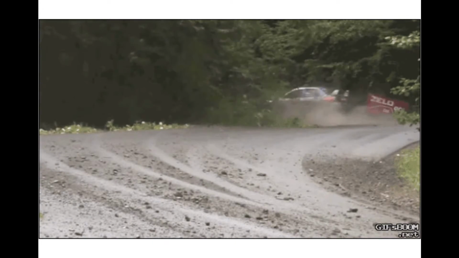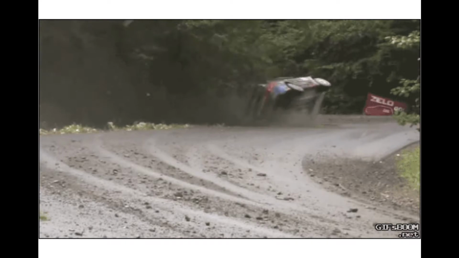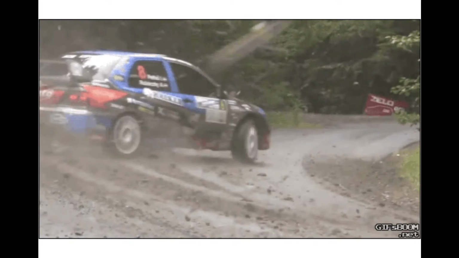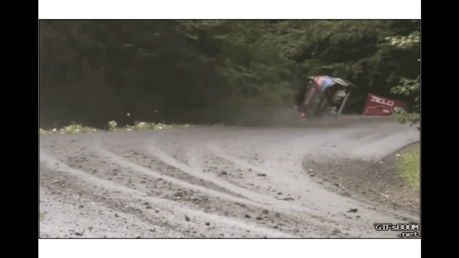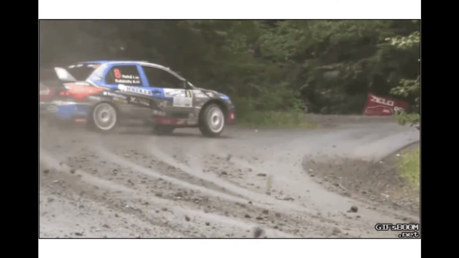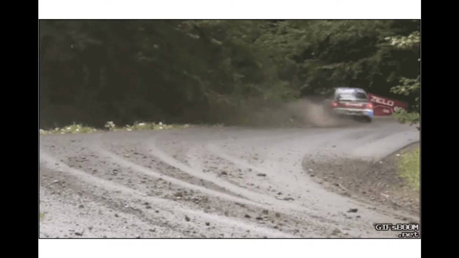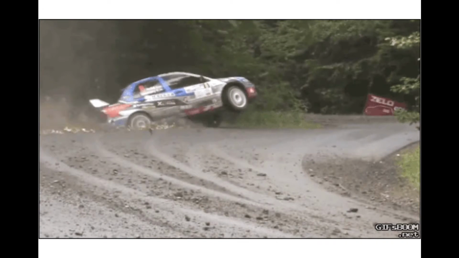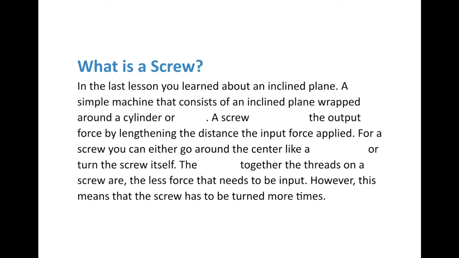Now, this car, pretty lucky, sliding across. The simple machine I want to talk about, of course, are the wheels and axles, several of which were in the air right there. Without them, we wouldn't have cars or things that move. So let's dive right into this. But before we get into wheels and axles, let's talk about screws.